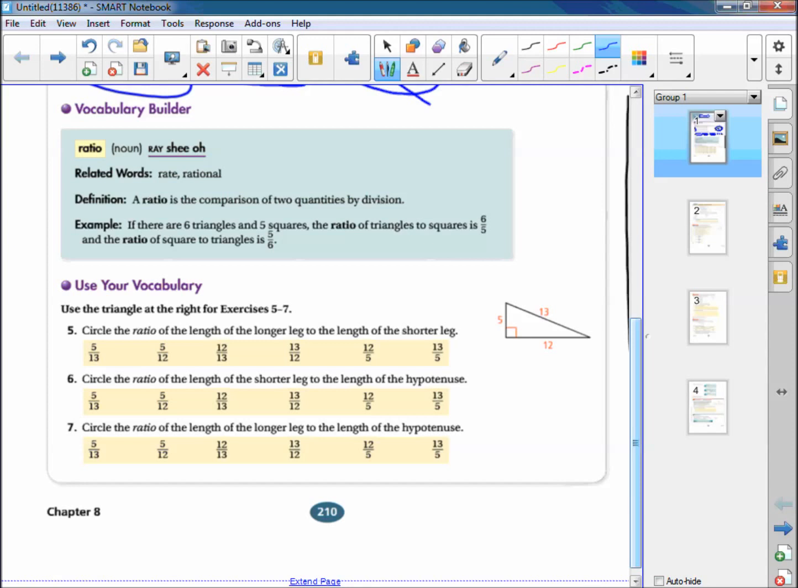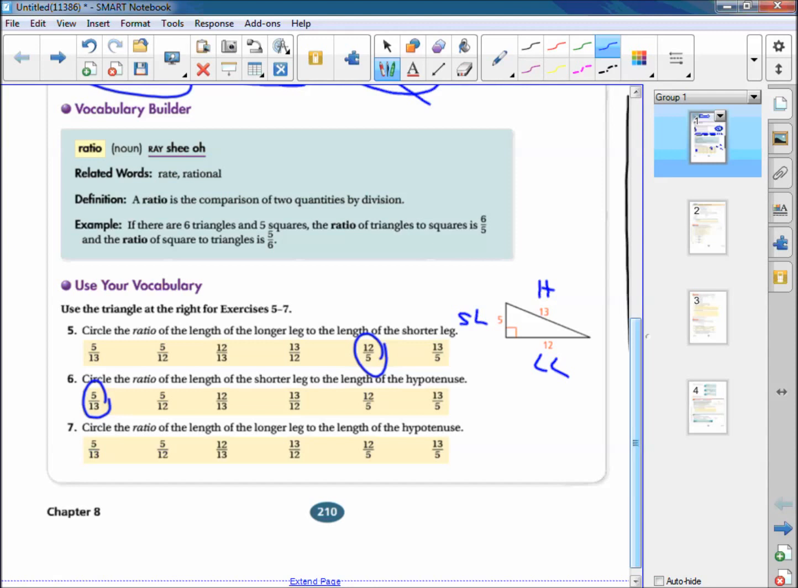Use the triangle at the right for exercises 5 through 7. Circle the ratio of the length of the longer leg to the length of the shorter leg. The longer leg is 12, so it's the long leg. This is the short leg, and this is our hypotenuse. So the ratio of the long to the short would be 12 to 5. That's this one. Circle the ratio of the length of the shorter leg to the length of the hypotenuse. The short leg is 5, the hypotenuse is 13, so that ratio would be 5 to 13.